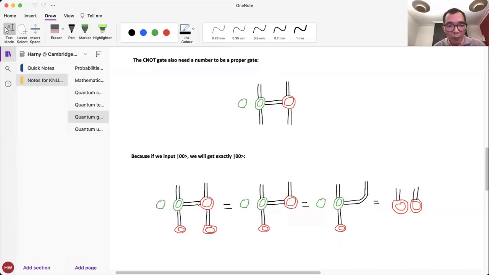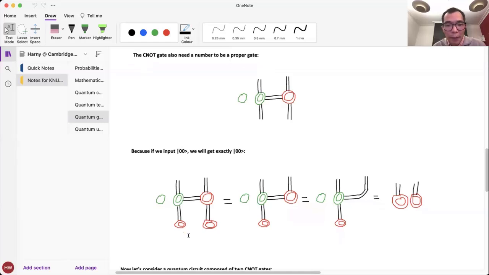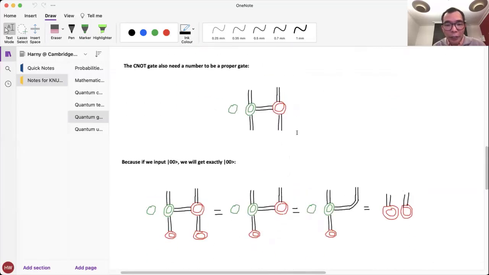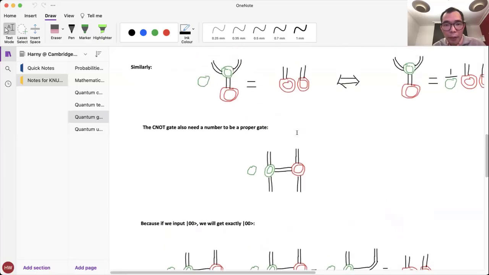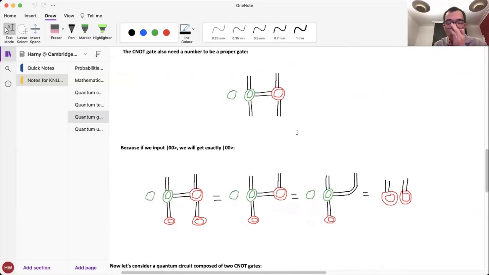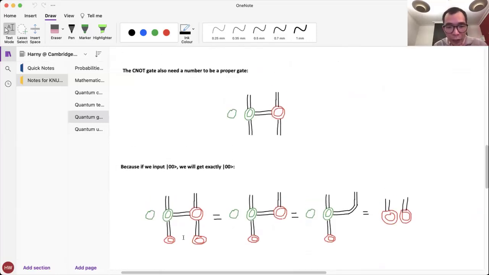So now, if we input these two scalars, the red state into the red state, we need to make it so that if we put 0, 0 into the red state, we get exactly the red state, right?